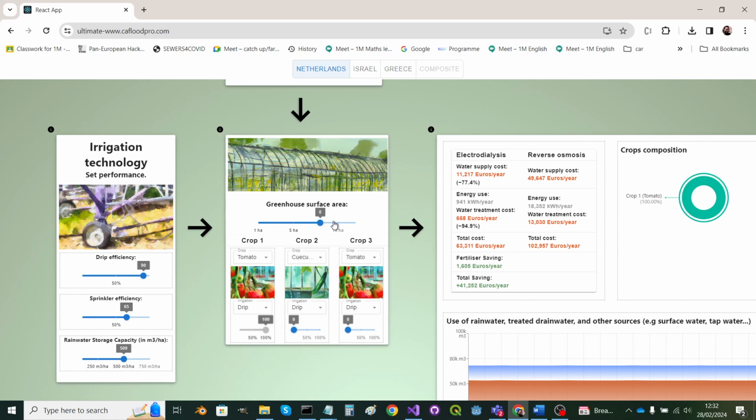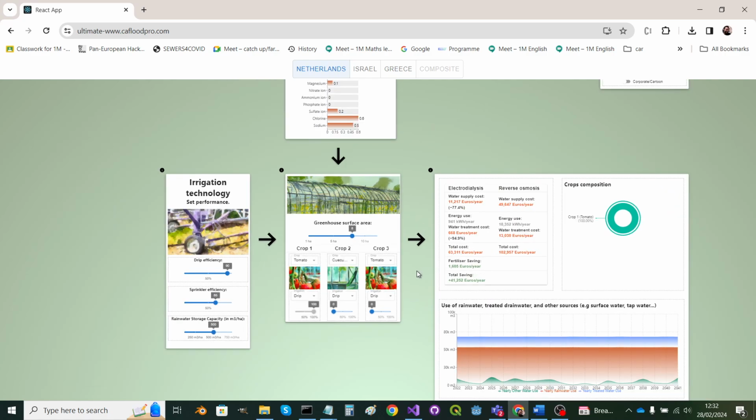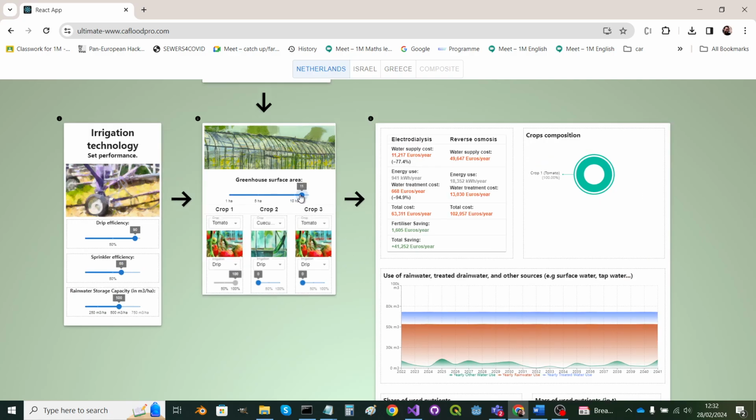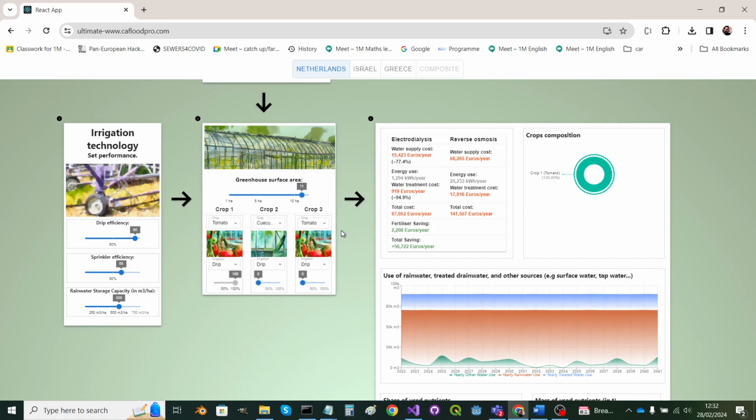And the heart of the interactive system in the greenhouse is there. The place where you define the surface area, how big is your greenhouse, how much do you cultivate, that will definitely change your water requirement. So if I change the surface from 8 to let's say 11 hectares, then suddenly you can see your water requirements going up.